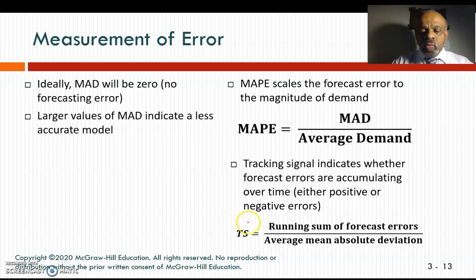Tracking signal, which is TS, is basically the running sum of forecast errors over the mean absolute deviation, which is MAD. Okay, so these are some of the things that we are going to be calculating in the next video.